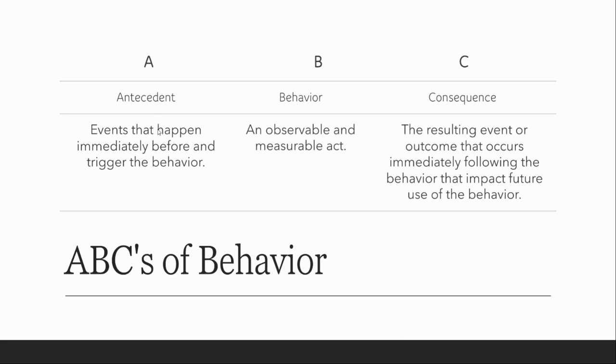A stands for the antecedents. Antecedents are events that occur immediately before and trigger the behavior. An antecedent can include the physical setting, the time of day, the materials, the people that are present, as well as how and what directions are given. So as I said, antecedents are going to produce the behaviors that follow.